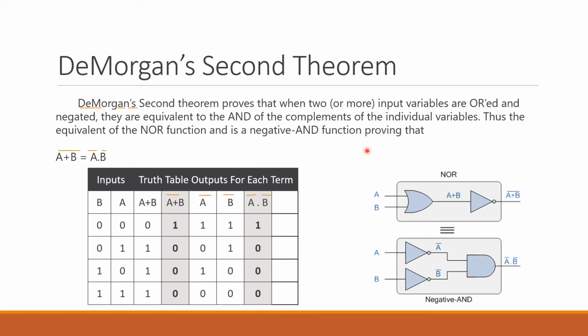And De Morgan's second theorem or law. De Morgan's second theorem proves that when two input variables are ORed and negated, they are equivalent to the AND of the complement of the individual variables. Thus, the equivalent of the NOR function is the negative AND function, proving that (A plus B) the whole dash equal to A dash dot B dash. Here is the truth table and this is the logic diagram for De Morgan's second law.